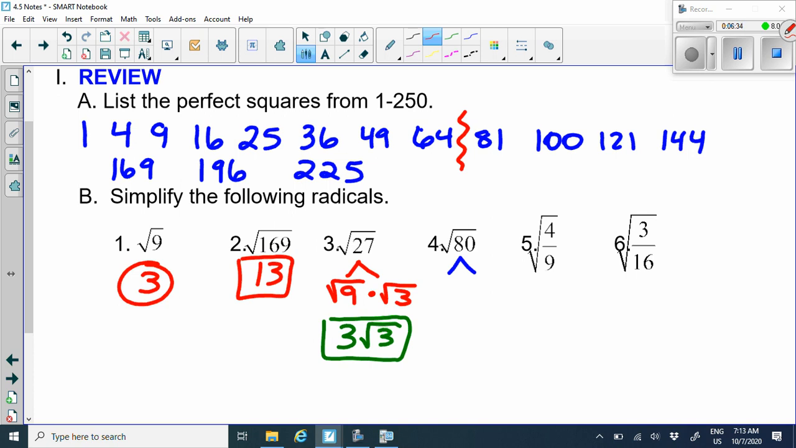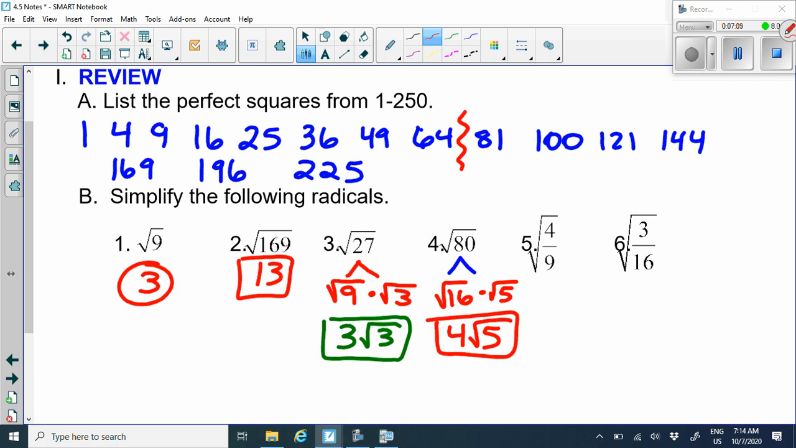So what about 64? Can that go into 80 evenly? No. What about 49? No. 36? No. 25? No. What about 16? Yes. So that is the largest one that can go into 80. So make sure you always pick the largest. So we do 16, and we know 16 times 5 gives us 80. So we take the square root of 16, that gives us 4. Notice I take the square root once, and it's outside of the radical, and then I just leave the square root of 5 because I can't simplify it anymore.